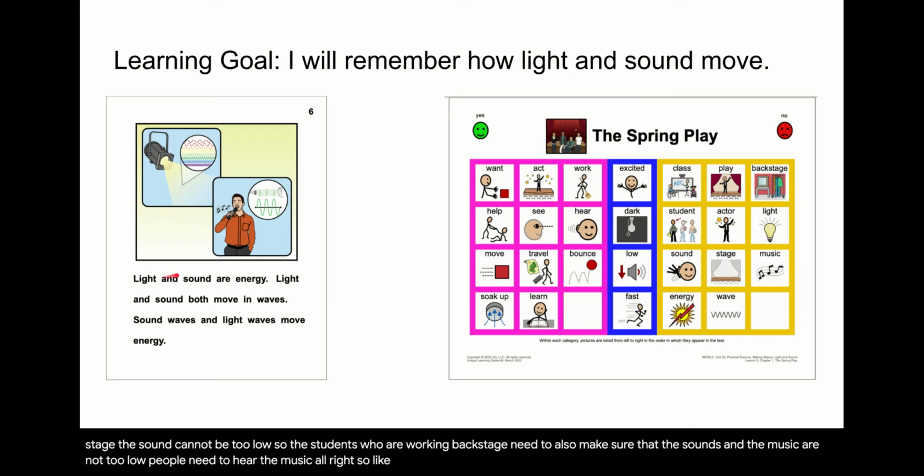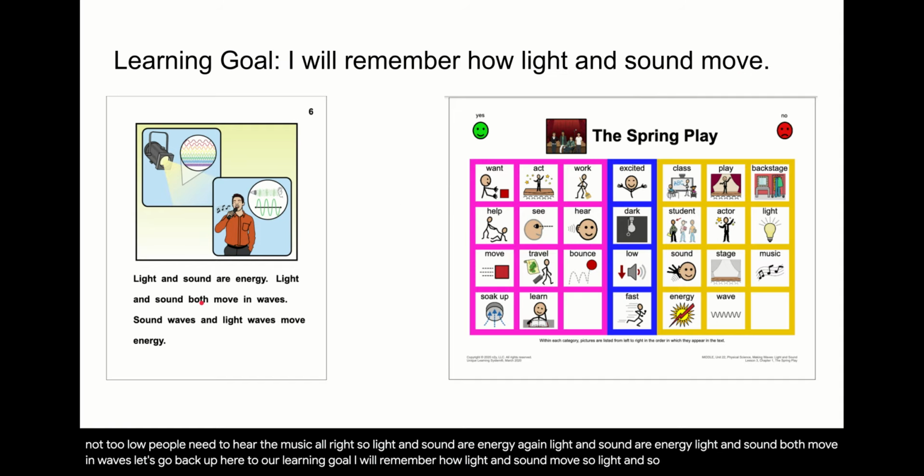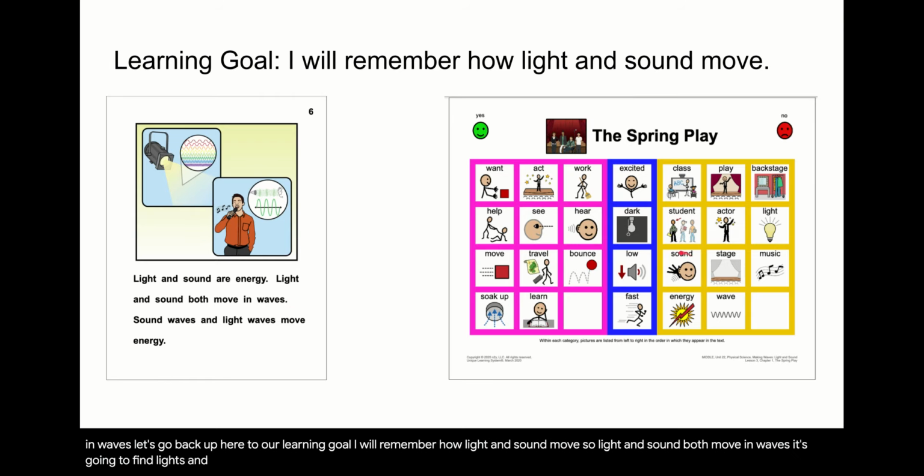All right, so light and sound are energy. Again, light and sound are energy. Light and sound both move in waves. Let's go back up here to our learning goal. I will remember how light and sound move. So light and sound both move in waves. So we're going to find lights and sound, and they both move in waves. Sound waves and light waves move energy.